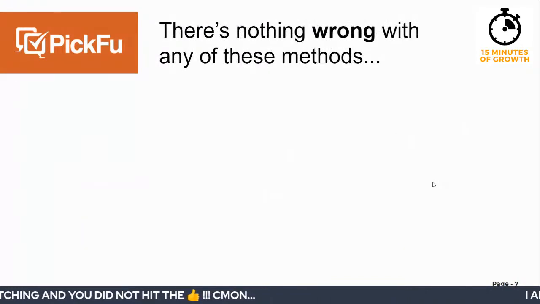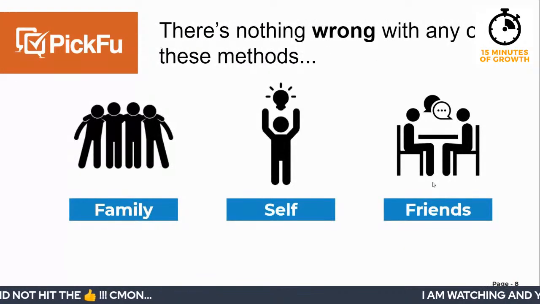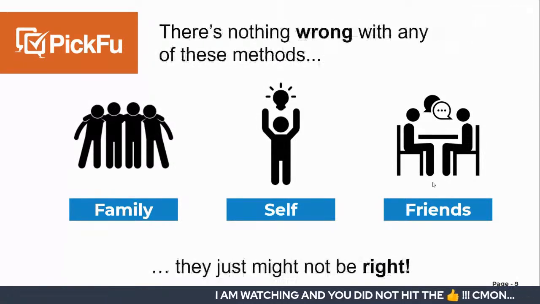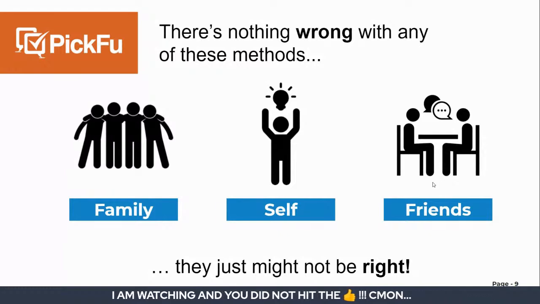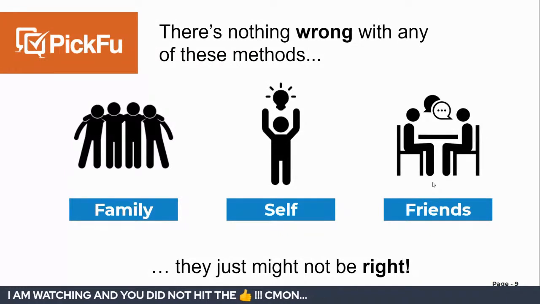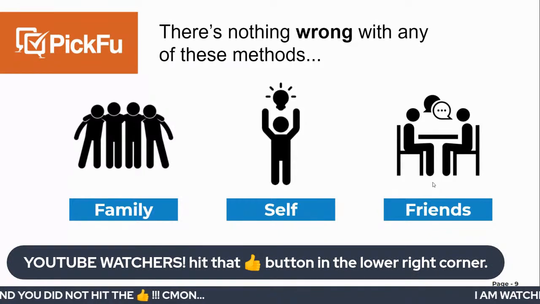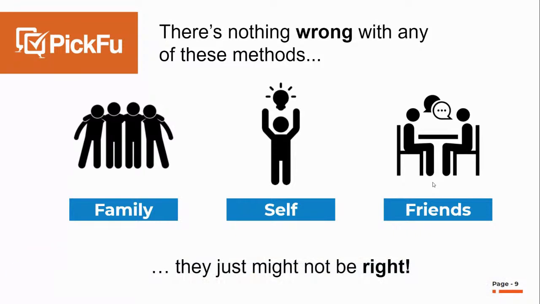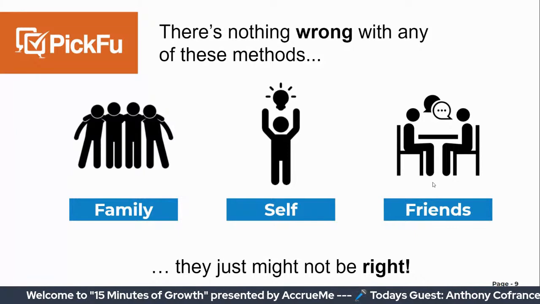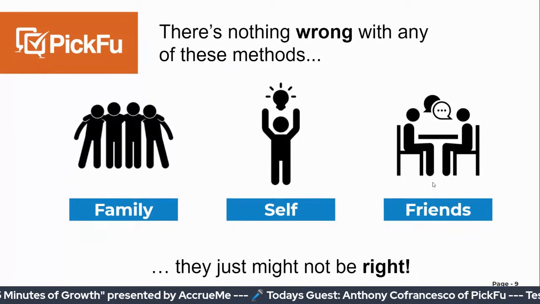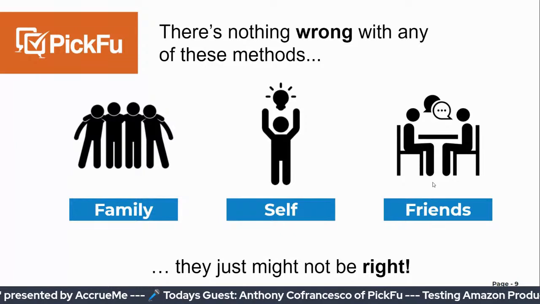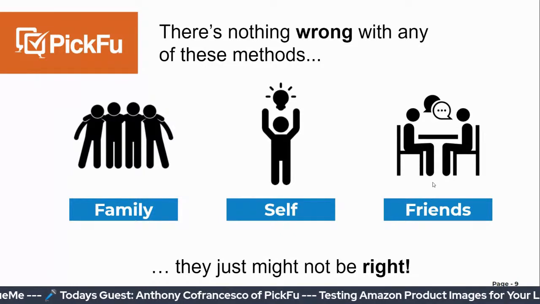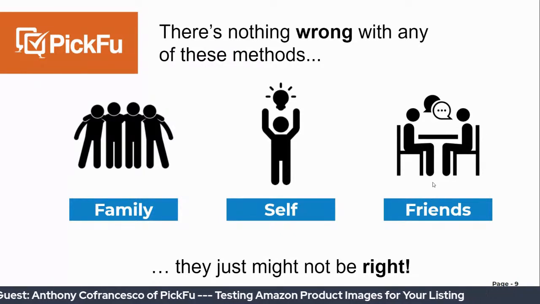And the thing is, there's nothing wrong with any of these methods: going with your family, your gut intuition, or asking friends or strangers. It's just that these things might not be right. For a lot of us who are Amazon sellers and e-commerce sellers, the vast majority of the time we are usually not the target market of the product we're selling. In fact, I know a lot of sellers selling into a product category and a target market that is diametrically different from who they are as individuals.